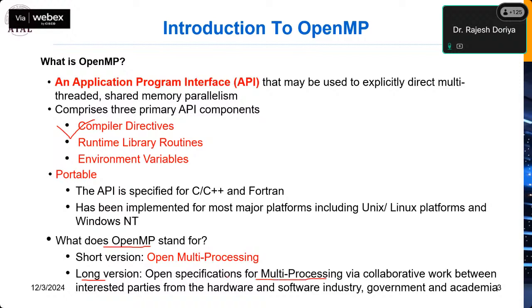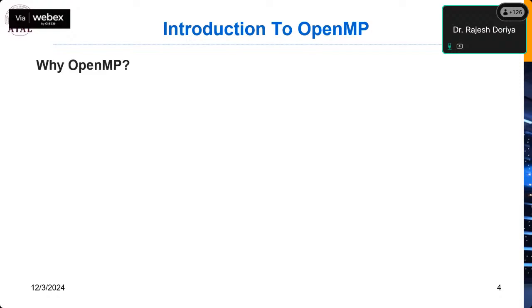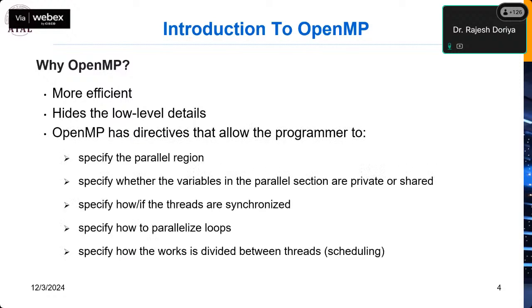Of course, in this case, a number of industries, whether software or hardware, government and academia are coming together to collaborate to facilitate their work. Now, the question is why we make use of OpenMP: because it is more efficient and it is going to hide the low level details from the programmer.